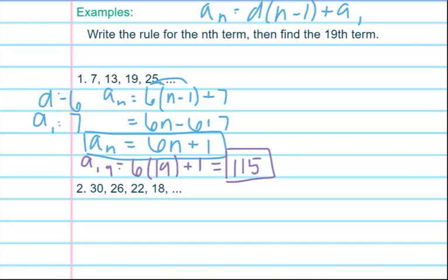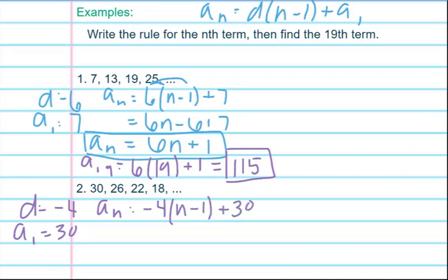Okay, our last example, we have 30, 26, 22, 18. So in this example, my common difference is negative 4. I'm subtracting 4 each time. a1 is 30. So subbing into my rule, I would have negative 4 times n minus 1 plus 30. Again, distribute, so negative 4n plus 4 plus 30, and again combine like terms, so negative 4n plus 34. So here would be my rule.